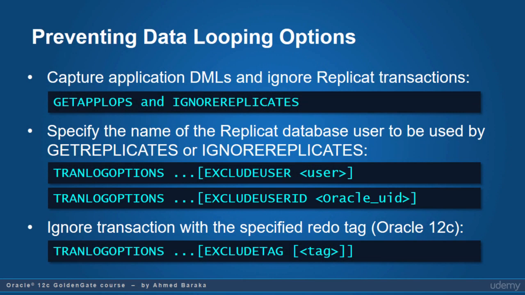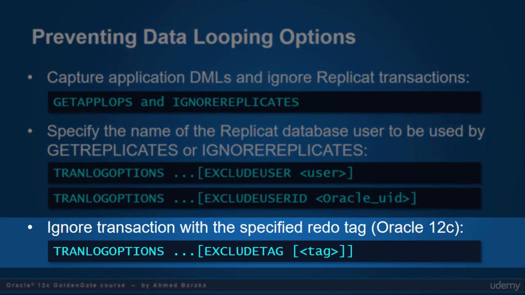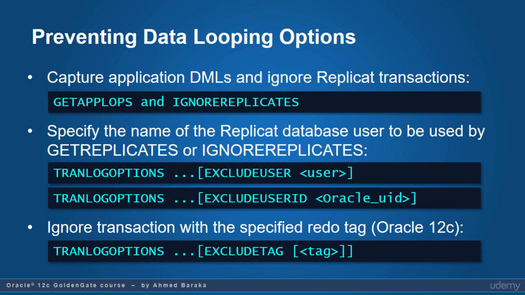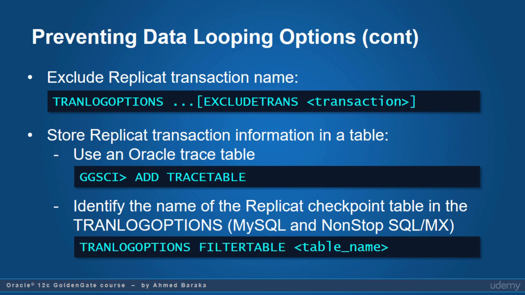In Oracle Database 12c, you have the option to ignore the transactions with a specific redo tag. I will show you later how to specify the redo tag and how to exclude them. You can also stop capturing replicate actions by excluding its transaction names. In this case, whenever the extract process finds a transaction in the transaction log file with the specified transaction name, it will just ignore it.